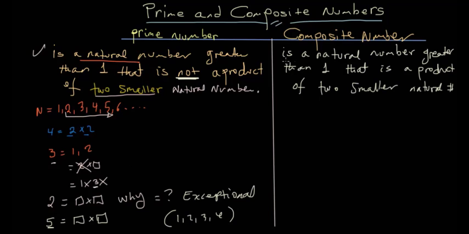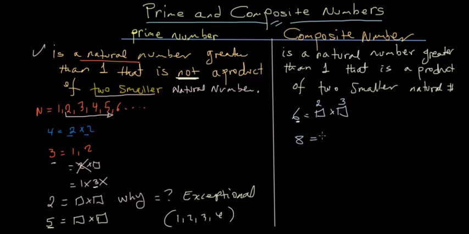For example, if we take 6, what 2 numbers smaller than 6 give you 6? Let's see the numbers smaller than 6. We have 1, 2, 3, 4, 5. So at least I have one pair that gives you 6, that is 2 and 3. Therefore 6 is a composite number. 4 is already given there.